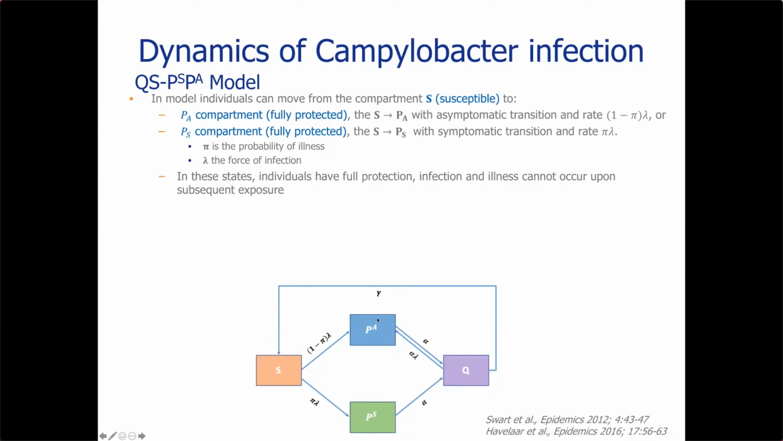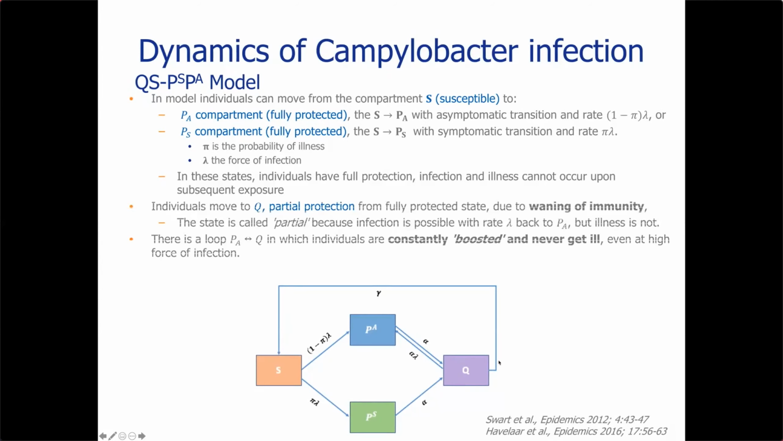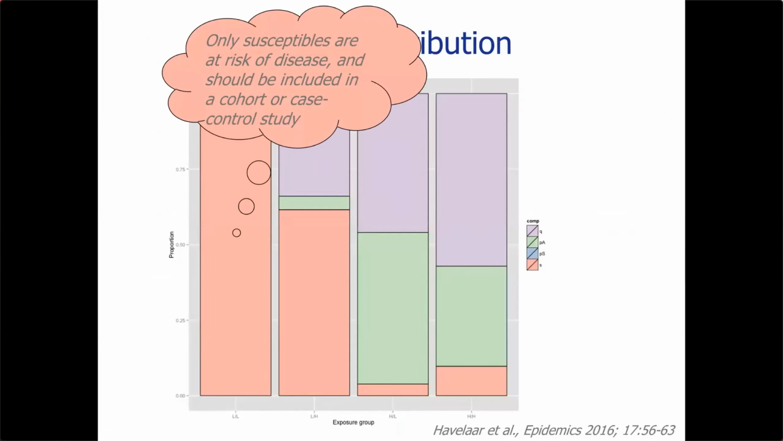But an interesting phenomenon happens between the protected asymptomatic state and the partially protected state because of high exposure: there's a loop between these two compartments, with the rate of alpha lambda, where the person moves between these two compartments and never gets ill. These are important considerations for the estimation of incidences. They proposed a numerical example showing that in case of low exposure, shown in these two bars, only the susceptible people who are at risk of the disease should be considered in the cohort or the case-control study.